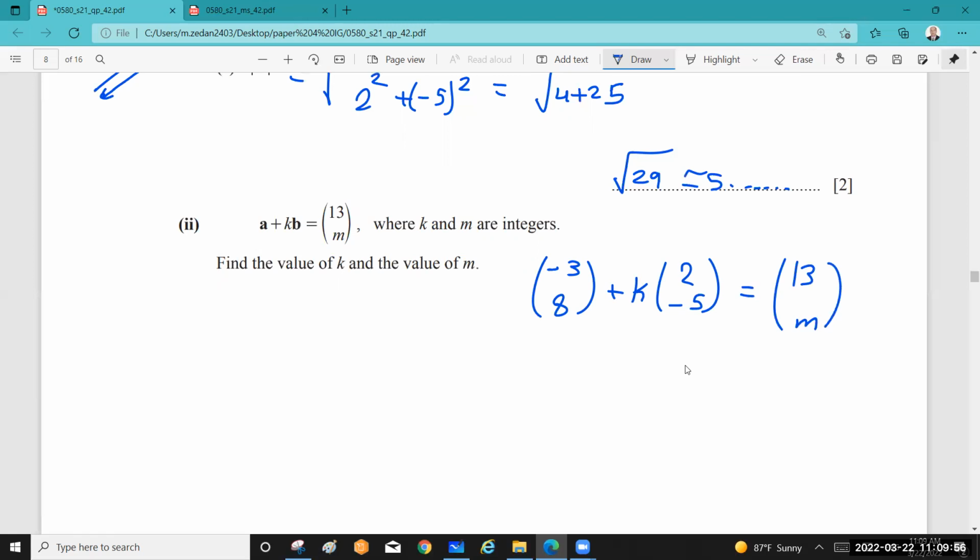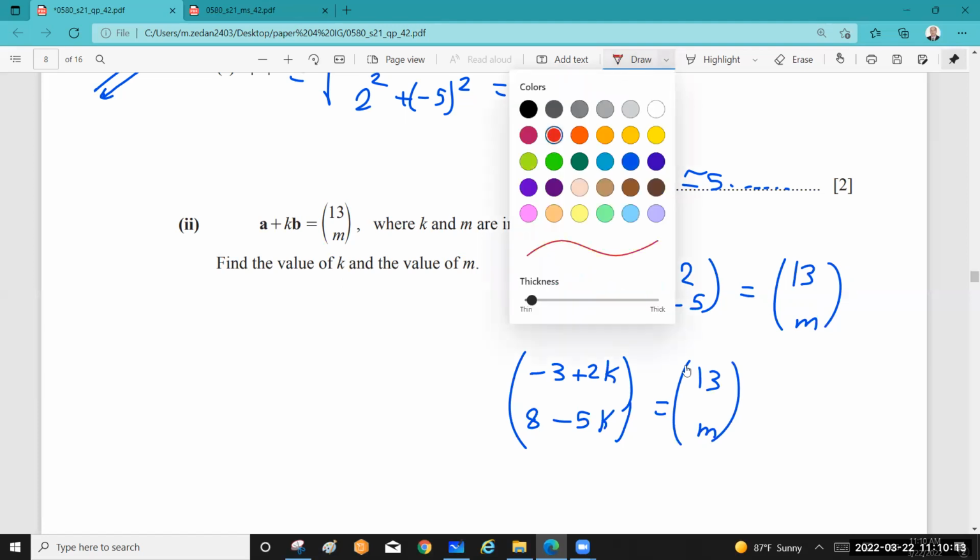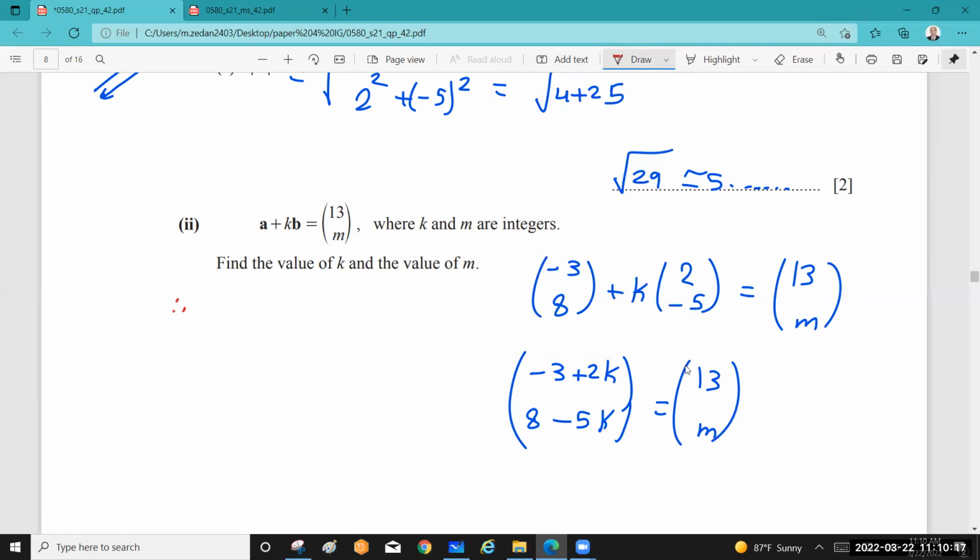Just add these two vectors: -3 plus 2K, the first component, or X component, and 8 minus 5K, the other component, is equal to 13 and M. Now we equate the X component with the other X and Y with the other Y. That's it. So -3 plus 2K must equal 13. So 2K is equal to 16. So K is equal to 8.